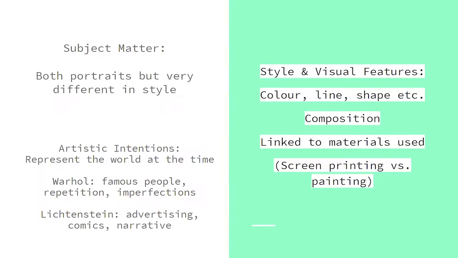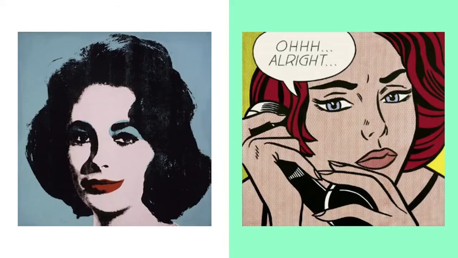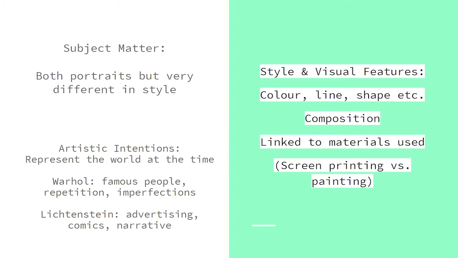Whereas with Lichtenstein, we have said that he is obsessed with this imagery from advertising, from comic strips, and using narrative in his work as well. So the way that he has made his work represents those intentions. His use of dots, his use of outlines, his use of text all tell us that that is what he's interested in showing us from this particular period of time.